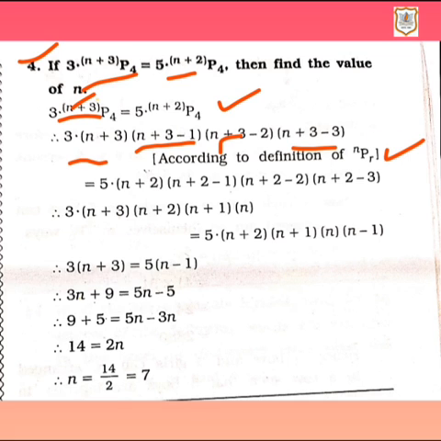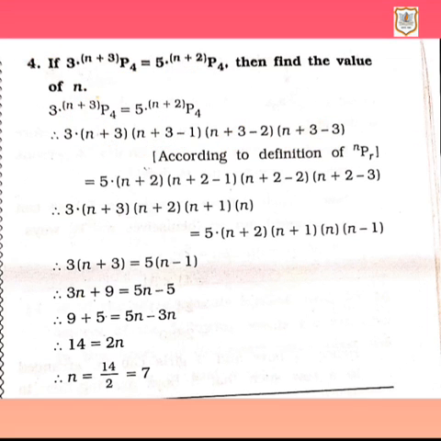Now we have studied some results, in which the first result was nPr is equal to n(n-1)(n-2)(n-3) up to (n-r+1). So according to the definition of nPr, it can be written as (3n+3)(3n+3-1)(3n+3-2)(3n+3-3). Now why are 4 brackets there? Because P4. So this is the first, second, third and fourth bracket.